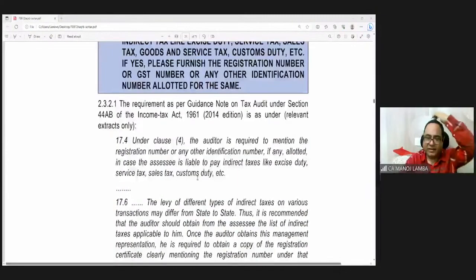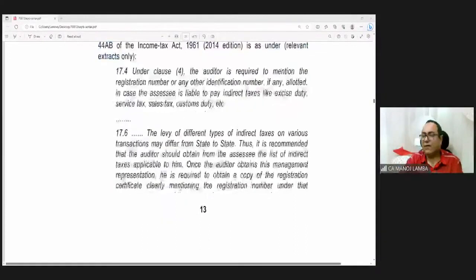The guidance note says the auditor is required to mention the registration number or any other identification number, if any, allotted, in case the assessee is liable to pay indirect taxes like excise duty, service tax, sales tax, customs duty, etc. The levy of different types of indirect taxes on various transactions may differ from state to state. Thus, it is recommended that the auditor should obtain from the assessee the list of indirect taxes applicable to him from state to state. Getting my point?